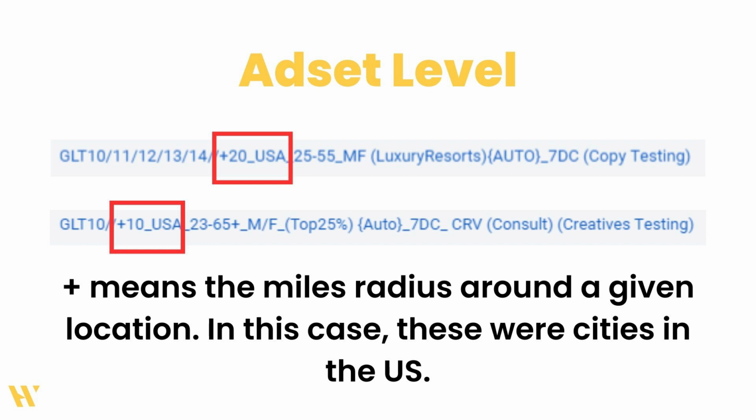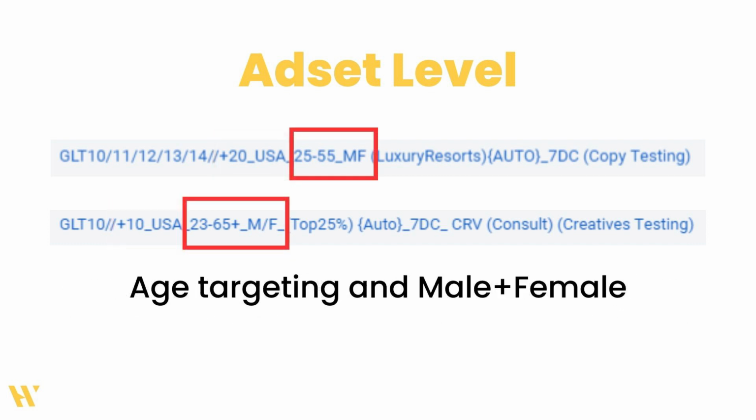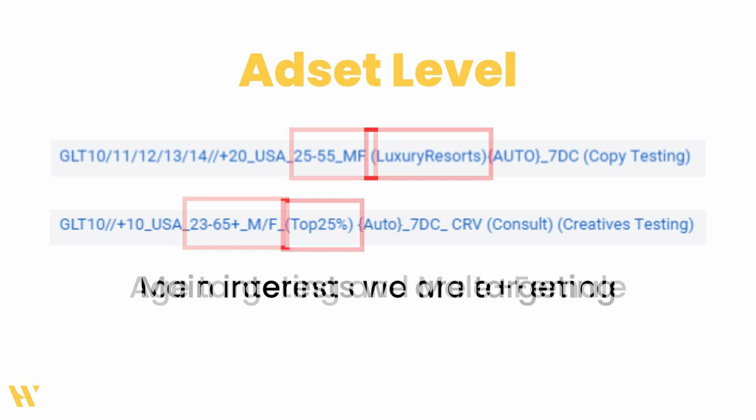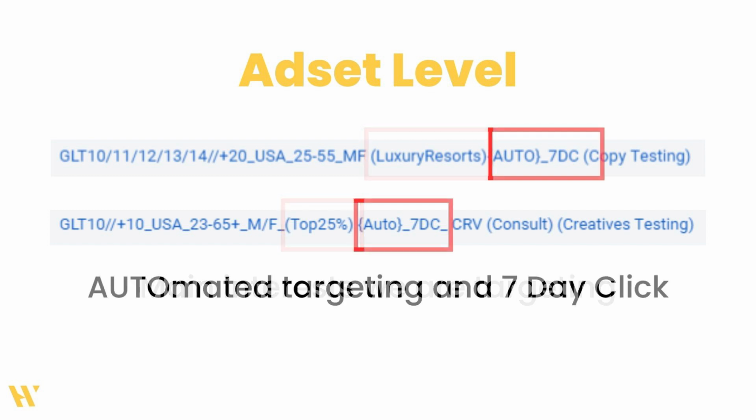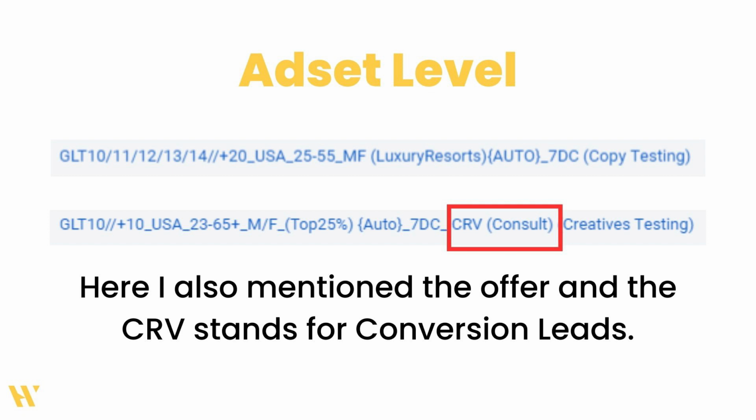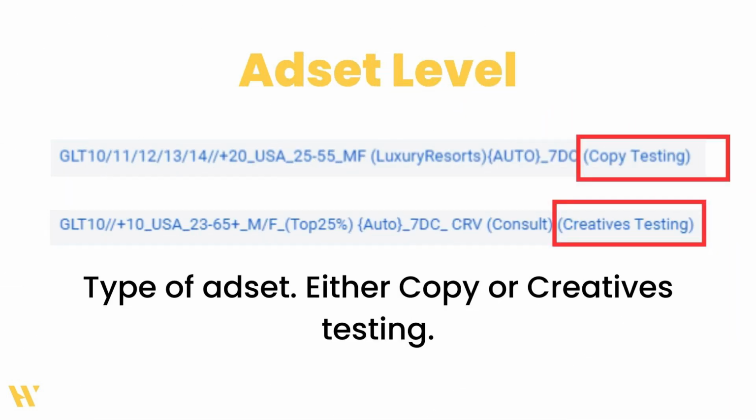We also have audience targeting details, including the location radius and gender. We specify main interests we're targeting, like top 25 income and luxury resorts, and the type of targeting. And don't forget the offer, like CRV, which stands for conversion leads, ensuring higher quality leads for you.